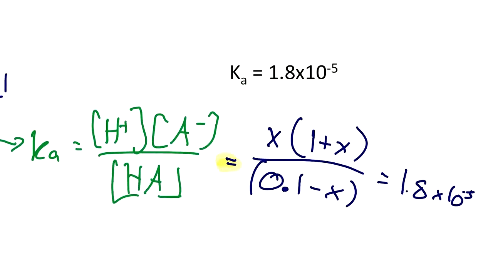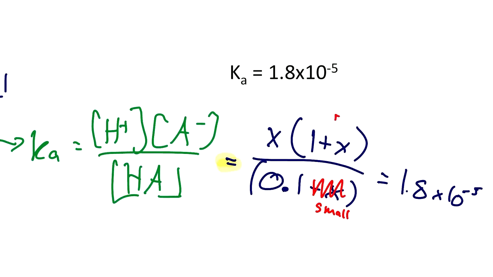Does that look easy to solve? No, X shows up in 3 different places. So this is not easy to solve. What do you think the approximation we can make is? Do you think X is going to be a big number or a small number? Small. So would it make sense to get rid of the minus X in the denominator? Yeah, because X is really small. If X is really small, you're not going to change 0.1 that much, so we can get rid of that. Is there something else we can do to make this easier on us?